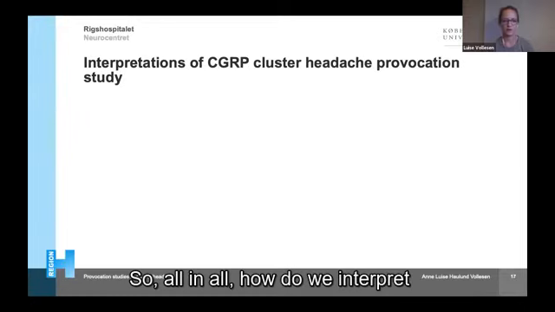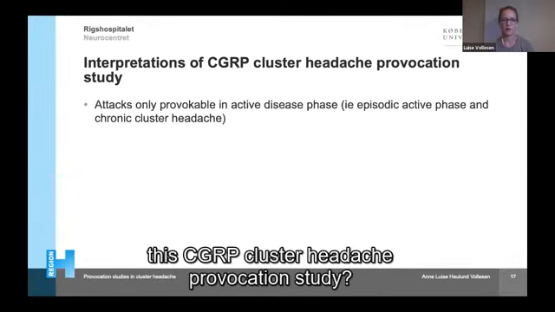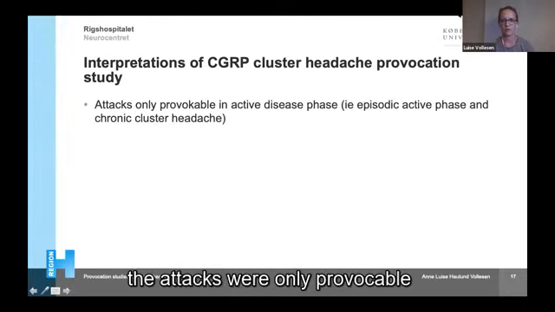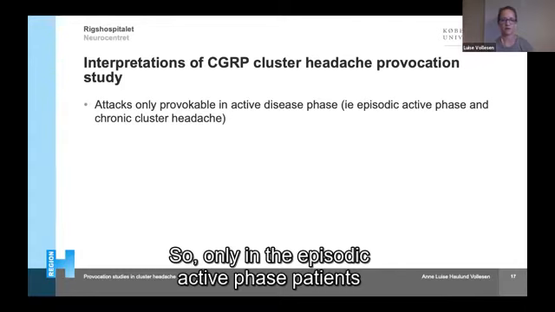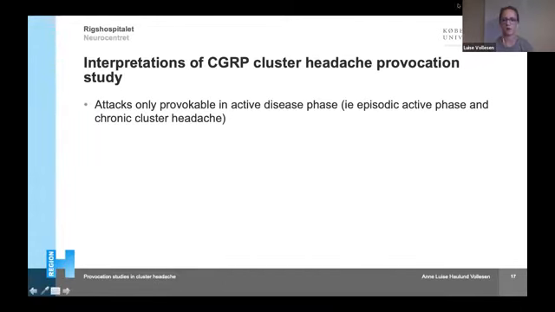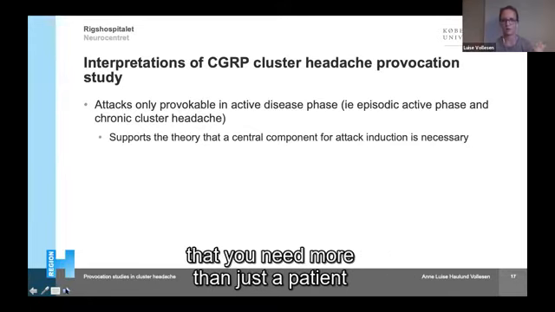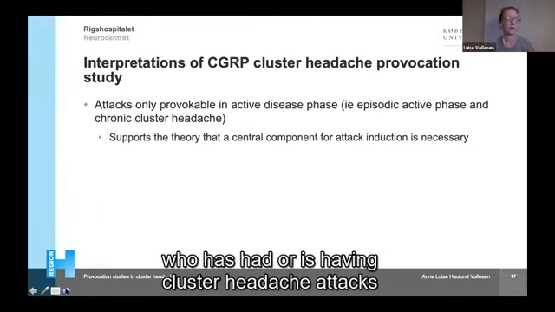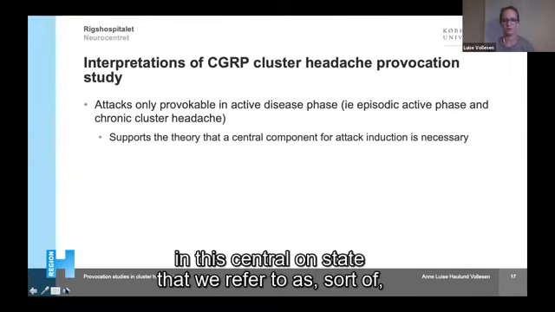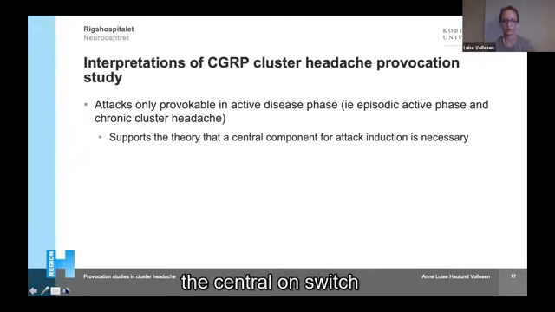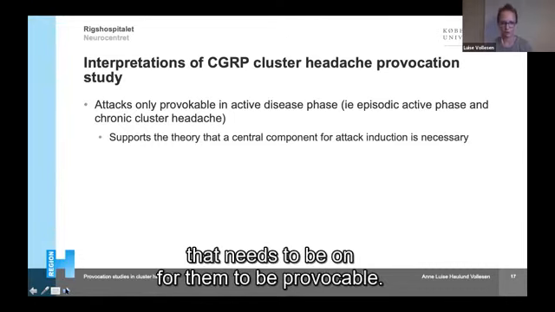So all in all, how do we interpret this CGRP cluster headache provocation study? Well, first of all, the attacks were only provocable in the active disease phase: only in the episodic active phase patients and the chronic cluster headache patients were we able to induce attacks. This supports the theory I was talking about earlier, that you need more than just a patient who has had or is having cluster headache attacks to provoke them. They need to be in this central on state, a sort of central on switch, that needs to be on for them to be provocable.